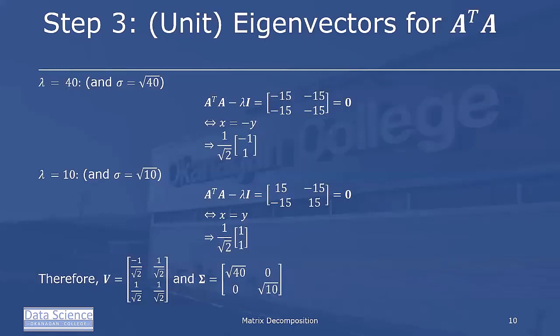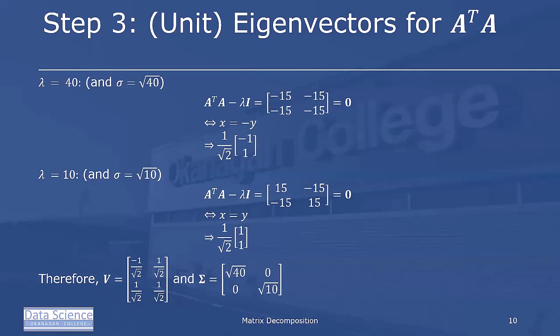We'll start with our largest lambda, 40, which gives us a sigma value of root 40. So our A transpose A minus lambda I in this case is going to be [-15, -15; -15, -15]. Set that equal to the 0 matrix, and that occurs when x is equal to negative y. So we can take the vector [-1, 1], normalize it to be 1 over root 2 times that vector, and off we go.